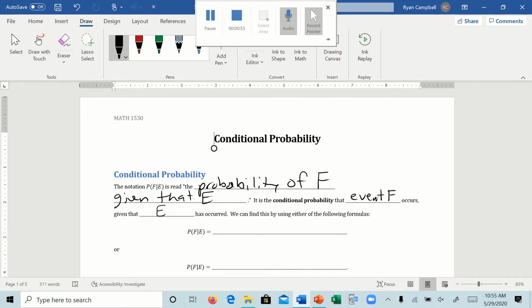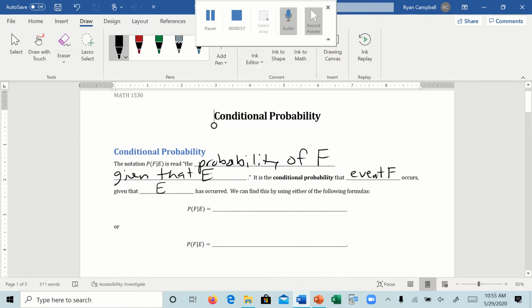The way we find this is you find the number of ways F occurs in E, over the number of ways, not in the total, but in E. The important thing right now is that E is the new population that we're thinking of. It's the new sample. We're not looking at everybody, we're just looking at the ones in E.